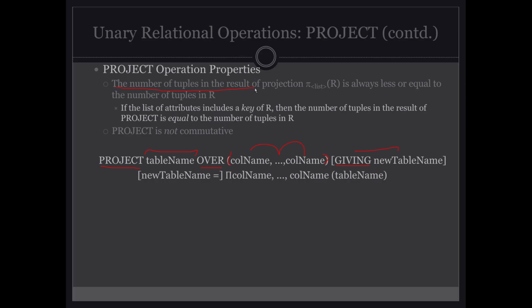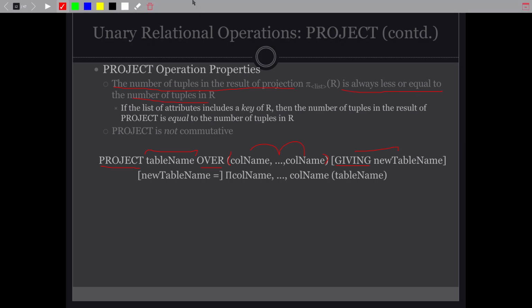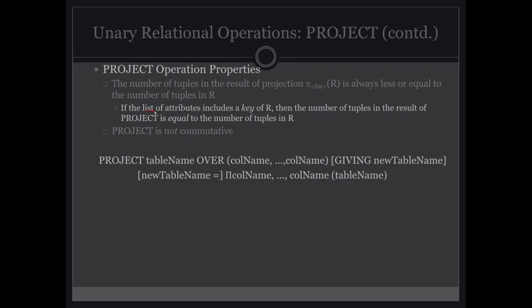The number of tuples in the result of the projection is always less than or equal to the number of tuples in the original relation. And if the list of attributes includes a key of the relation of the original table, then the number of tuples in the result of project is equal to the number of tuples in R, because they're uniquely defined, right? And the key is still there to uniquely distinguish between the different records. Therefore, it's impossible to have duplicate records, and because of that, none of them are going to be removed.